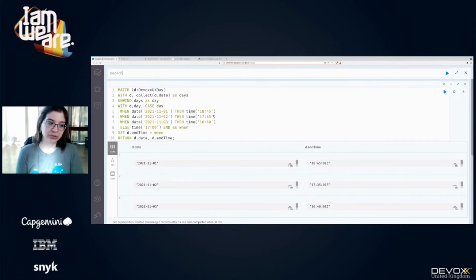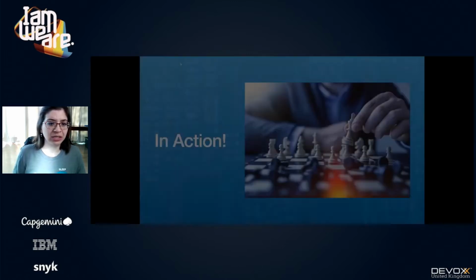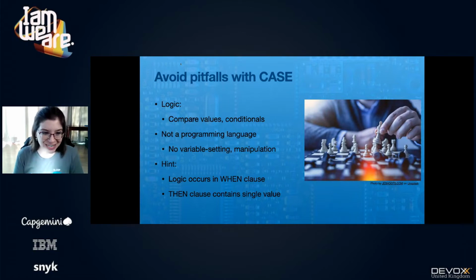That's the case statement. Again, we're doing all of our evaluation, Boolean true, false, and expression evaluation, all in the when portion of the statement, and then doing simple value setting in the then portion. Okay, so let's jump back in here. Just to recap, the logic is you either compare values or you handle conditionals. It's not a programming language, so there's no variable setting or manipulation or lots of complex logic. And a couple of hints to keep in mind: your logic is going to occur in the when clause. The then clause is going to have a simple single value there. Kind of a cheat sheet.